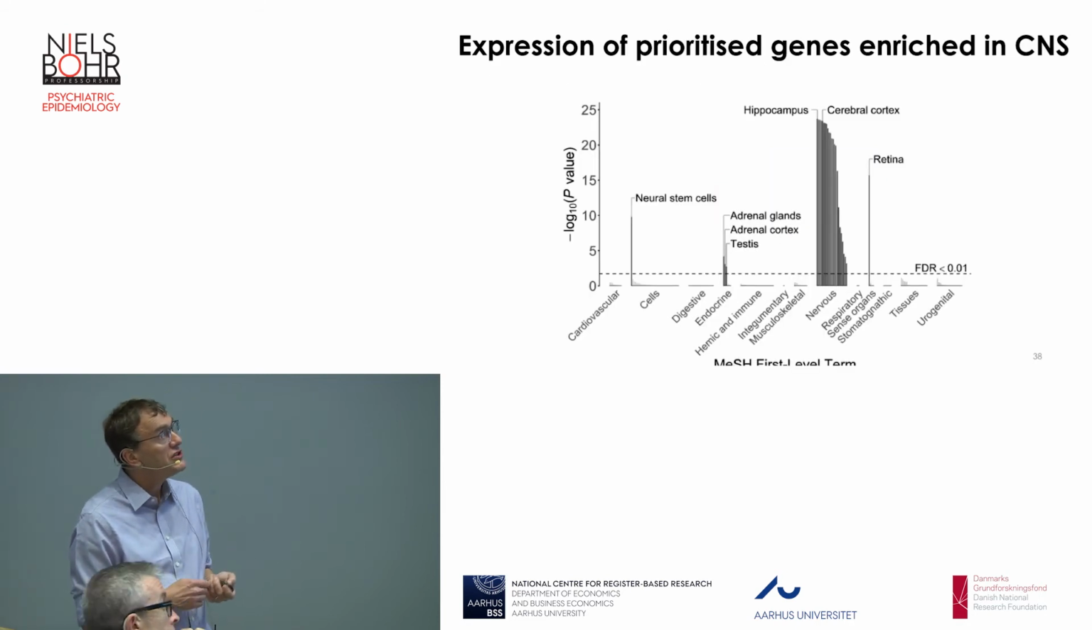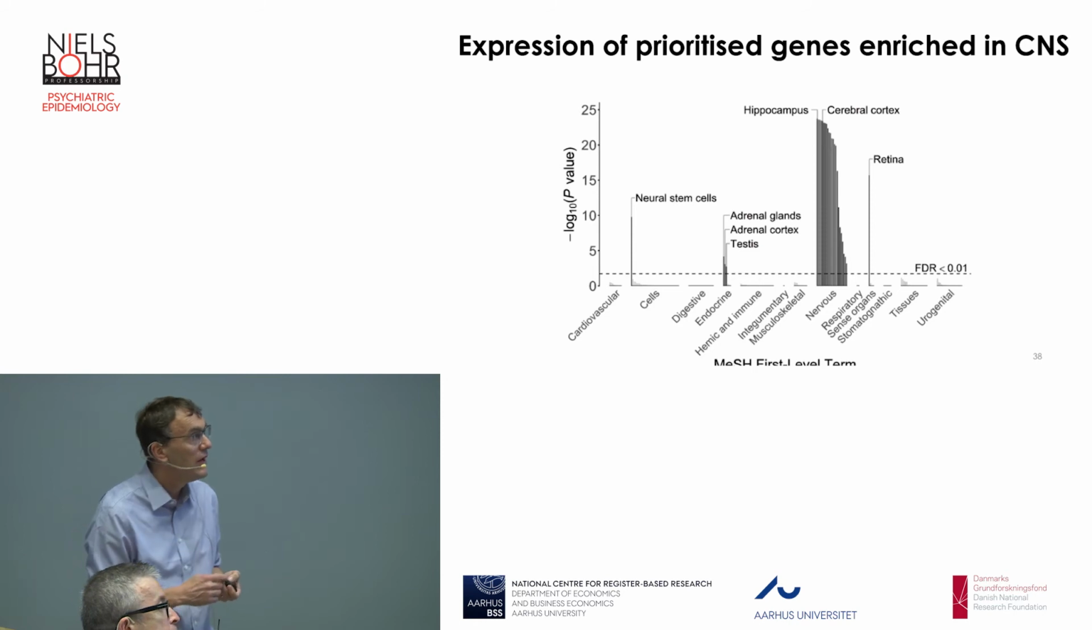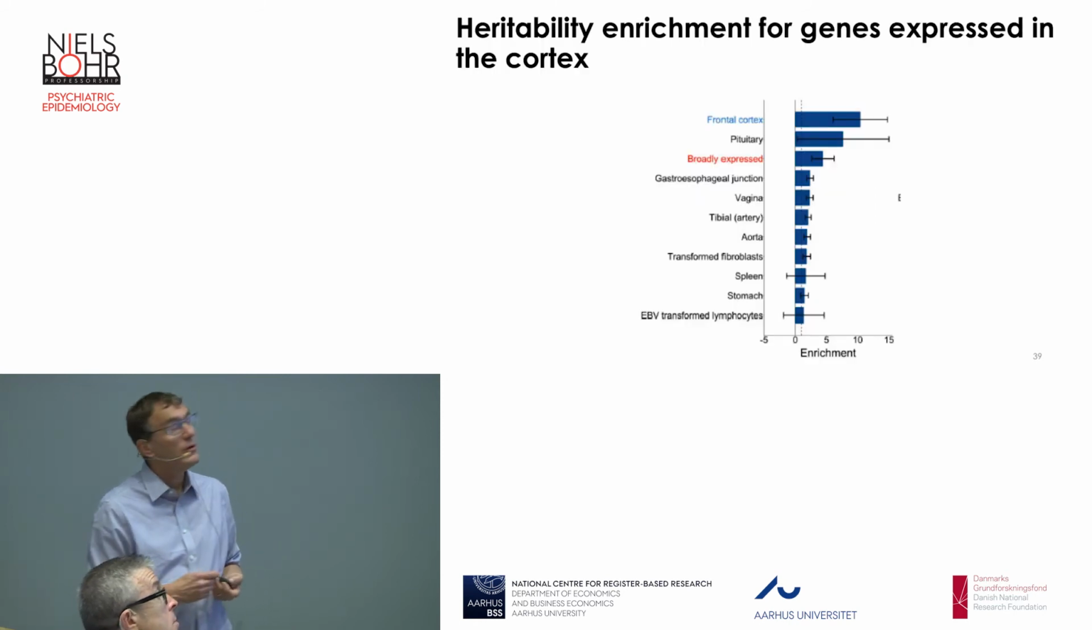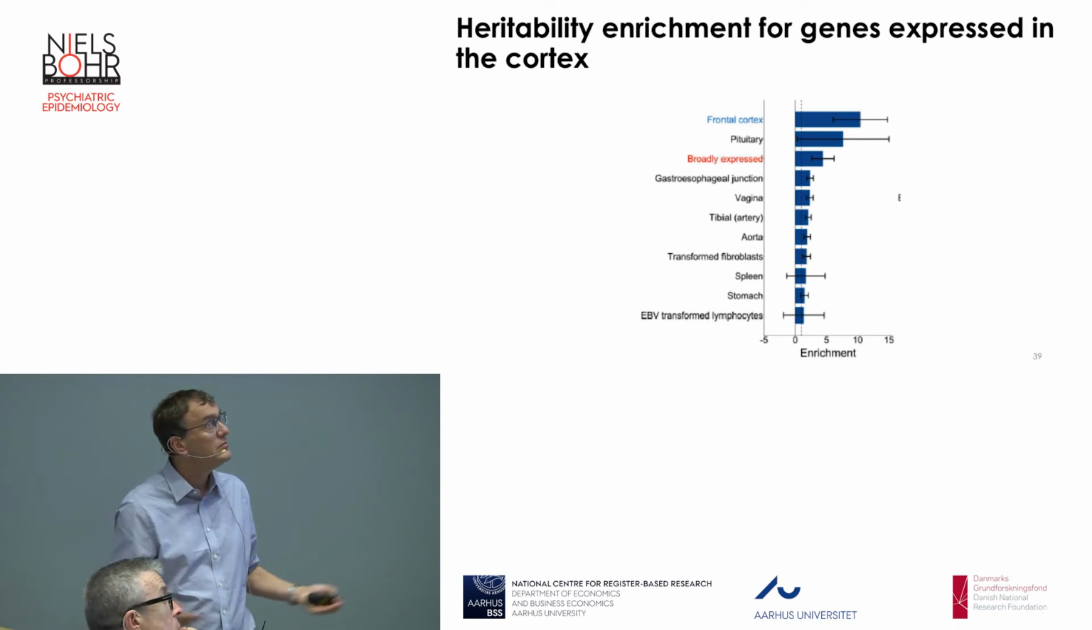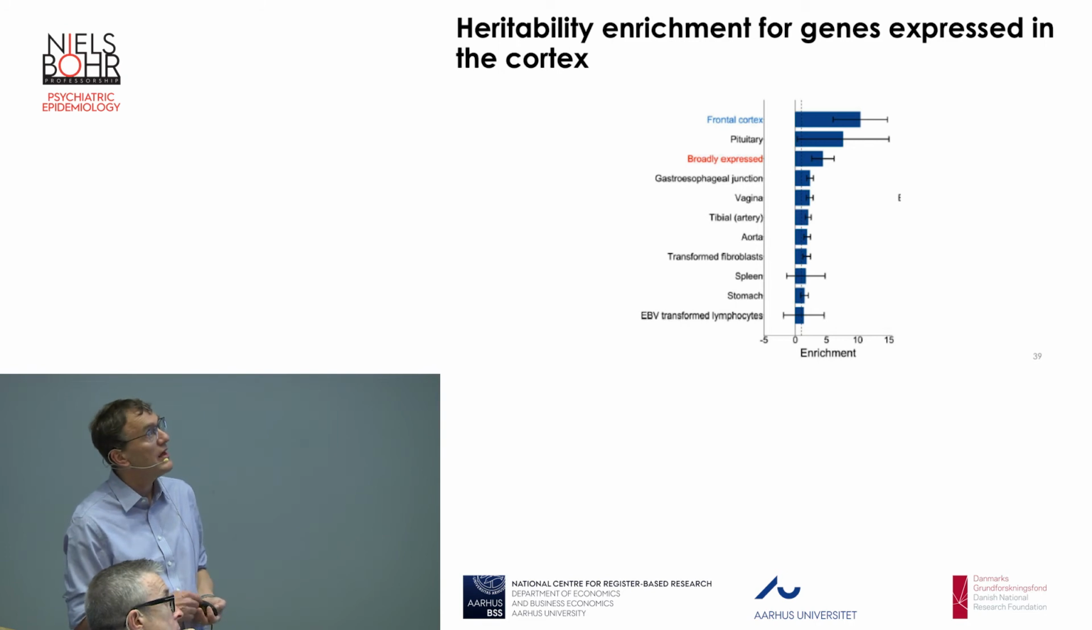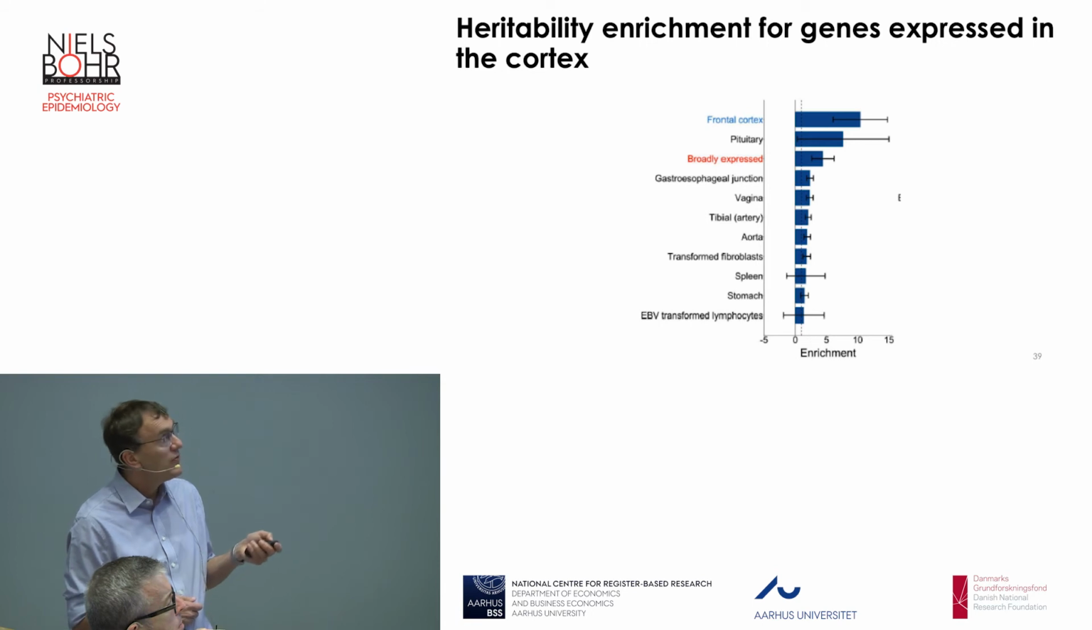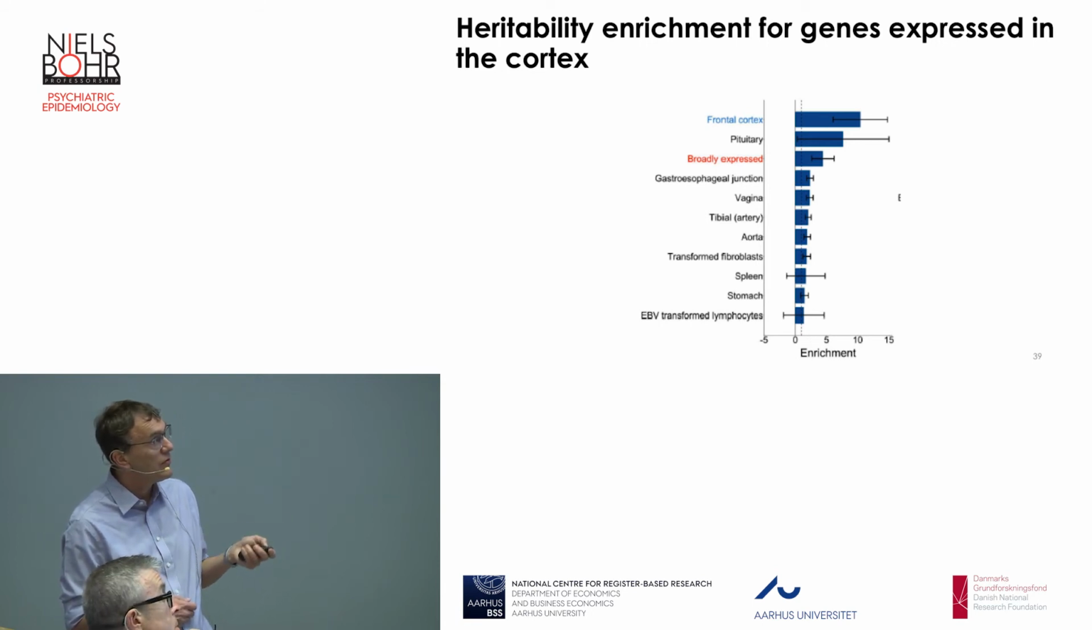When we look at the expression of the prioritized genes, it all points to the central nervous system. Again, these are results that you wouldn't get by chance. As you can see, there is a log p-value here, and you see very, very strong enrichment. And when we look at genetic variation in the genome and try to partition it by linking it to outside information which tells you where genes are preferentially expressed, we find an enrichment in the frontal cortex for the heritability explained, although the standard errors, as you can see here, are quite large.